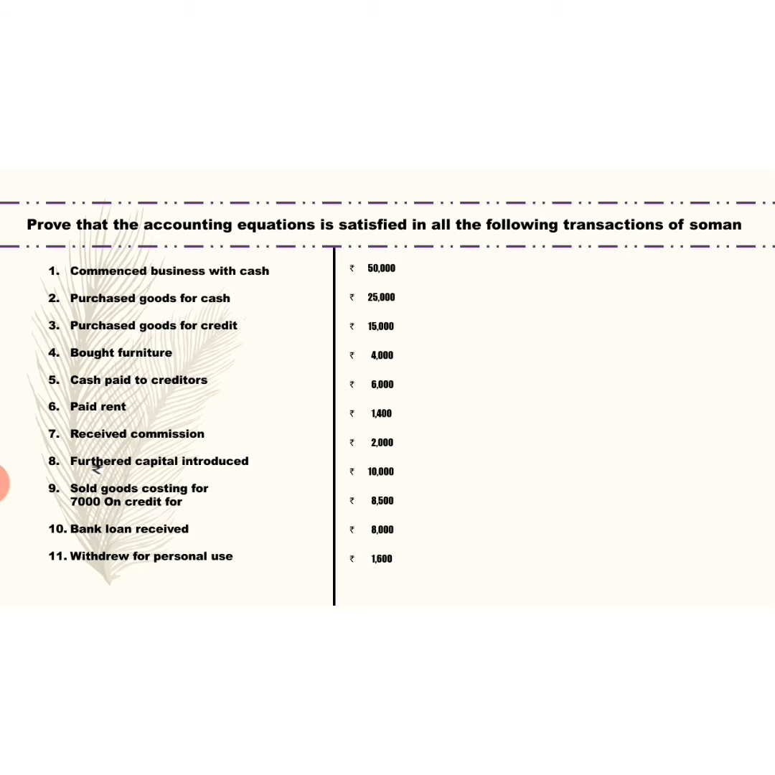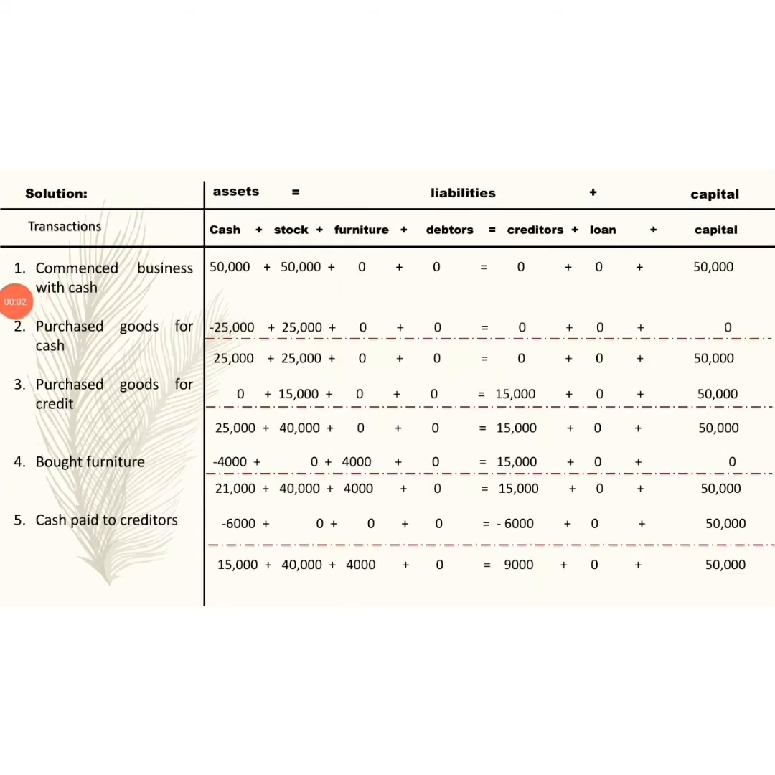Commenced business with cash rupees 50,000, purchased goods for cash rupees 25,000, purchased goods on credit rupees 15,000, bought furniture rupees 4,000, cash paid to creditors rupees 6,000, paid rent rupees 1,400, received commission 2,000, further capital introduced rupees 10,000, goods costing rupees 7,000 sold for 8,500 on credit, bank loan received rupees 8,000, withdrew for personal use rupees 1,600. Now let us discuss the solution part.